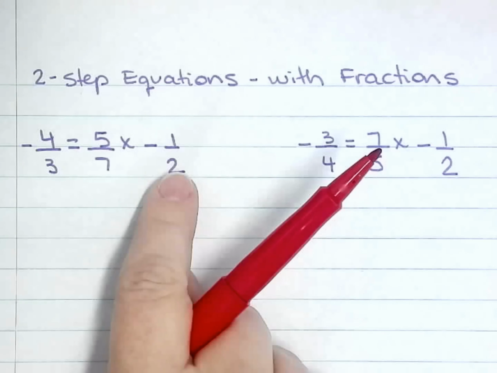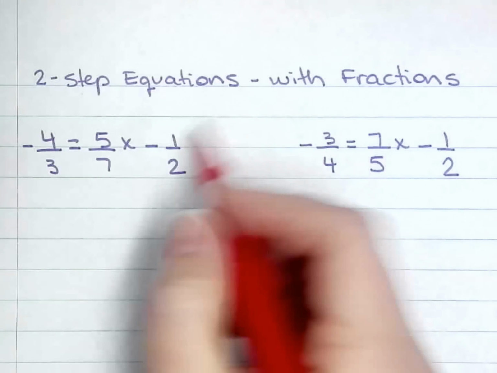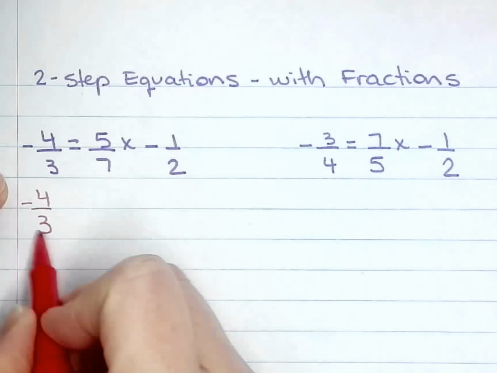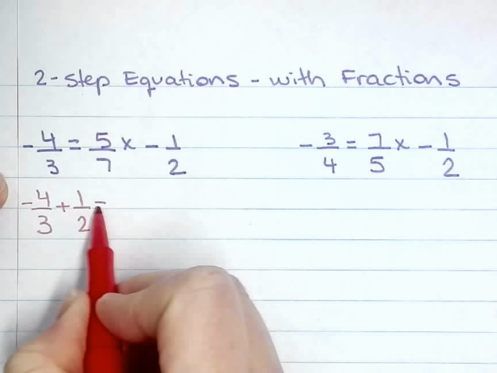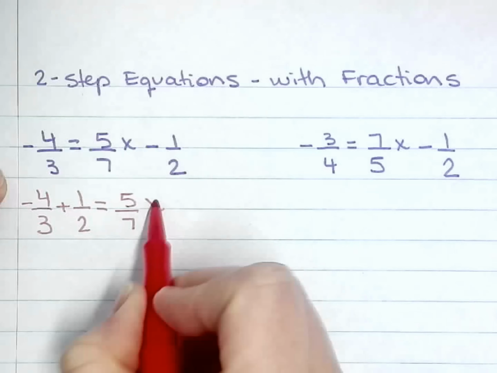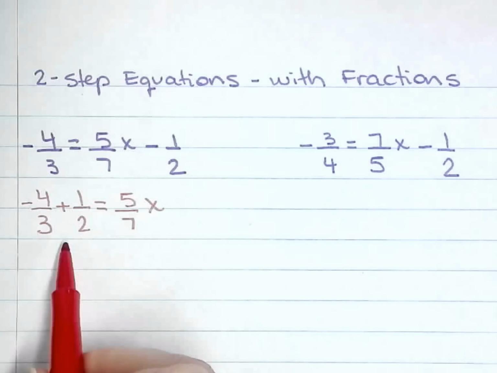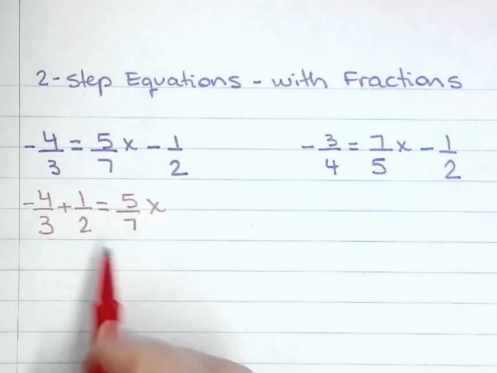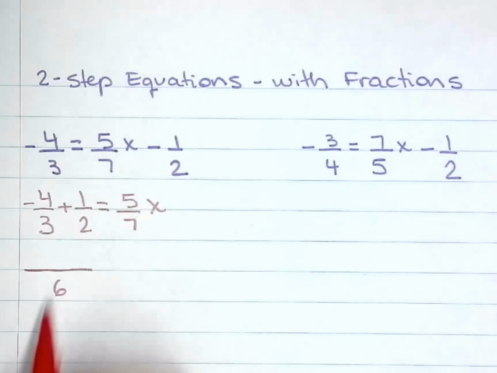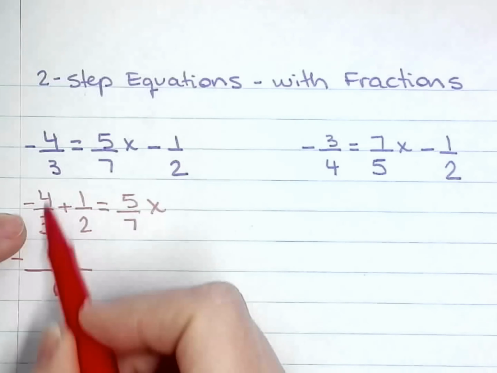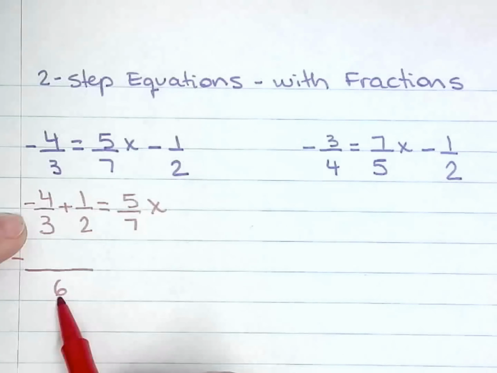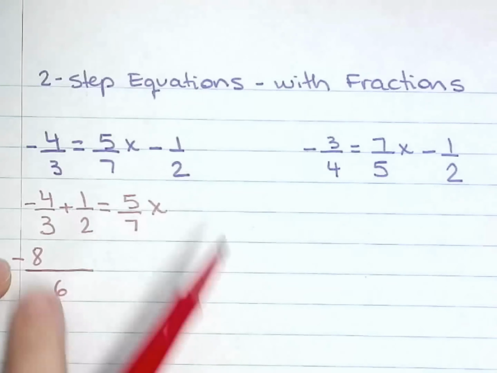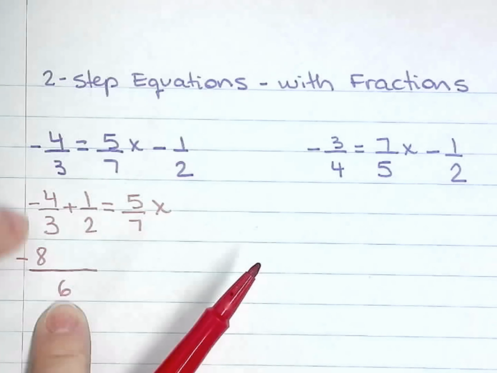First thing I need to do, I need to get rid of this minus 1/2 right here. So you add 1/2 to both sides. So here I have negative 4/3, add 1/2 to both sides, copy everything else down. Now, right here, I need to find the least common denominator between 3 and 2. So I have 6 right there. So to make this fraction with the denominator 6, I just need to make that 4 and 8. So if I have negative 8/6, I can simplify down to 4/3.